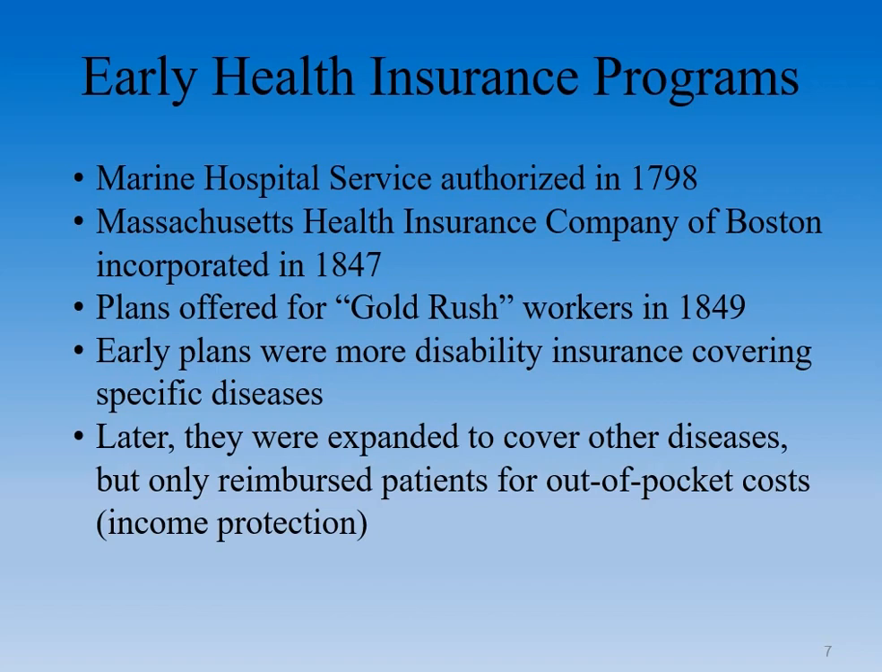Early health insurance programs, when you're listing those out: there's the Marine Hospital Service, authorized in 1798, the Massachusetts Health Insurance Company of Boston, started back in 1847, and plans offered for the gold rush workers in 1849. Early plans were more disability insurance covering specific diseases. Later, they were expanded to cover other diseases, but only reimbursed patients for out-of-pocket costs, income protection.